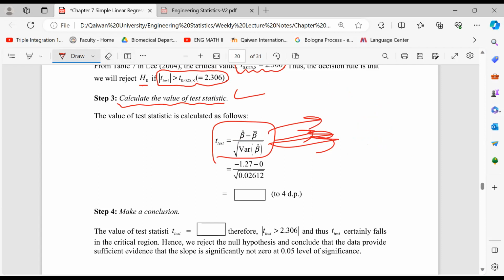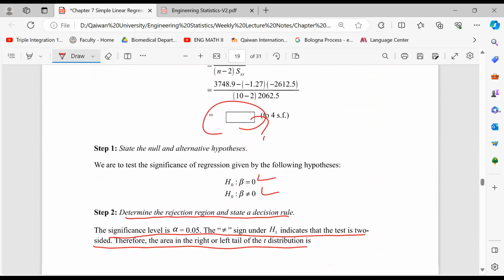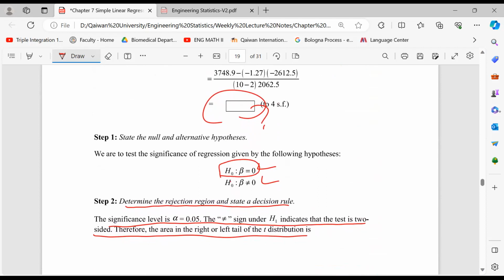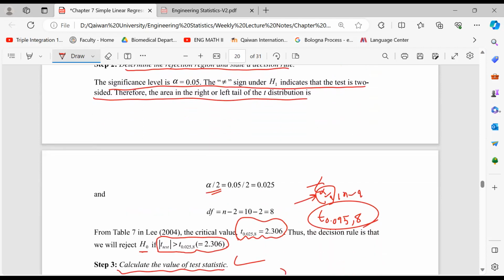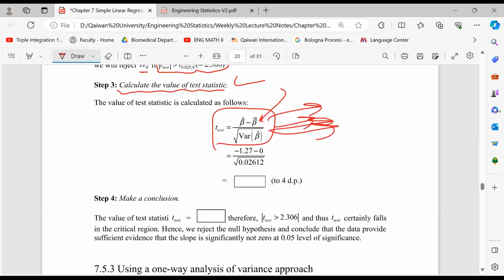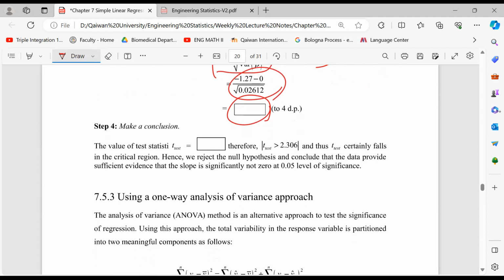We say the t-test is beta hat minus beta bar. What's beta bar? Beta bar is the value of beta in the null hypothesis. In the null hypothesis, we said beta is 0. It's always 0. So you get this one, and there's a value here. It's a negative value actually. Then the t-test is that value which we have here.